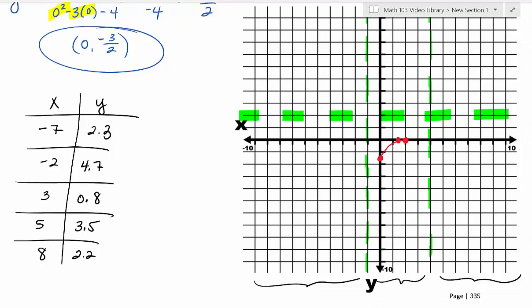First up is -7, 2.3. Right here. And -2, 4.7. I know that these 2 points have to connect. And I also know that the ends of my graph have to tend towards the asymptote. So to the left, we're just going to get closer and closer to our horizontal asymptote. And to the right, we're going to get closer and closer to this vertical asymptote.